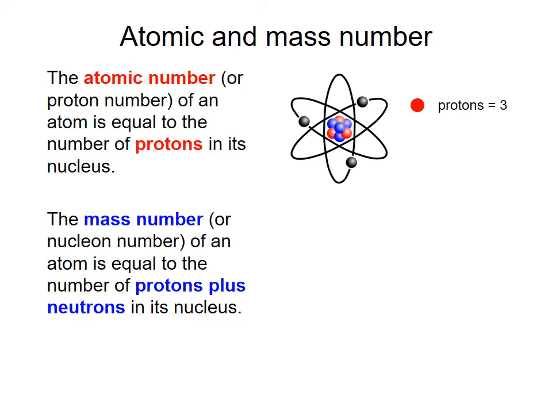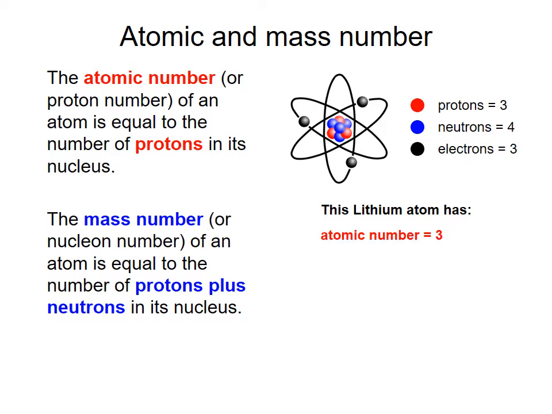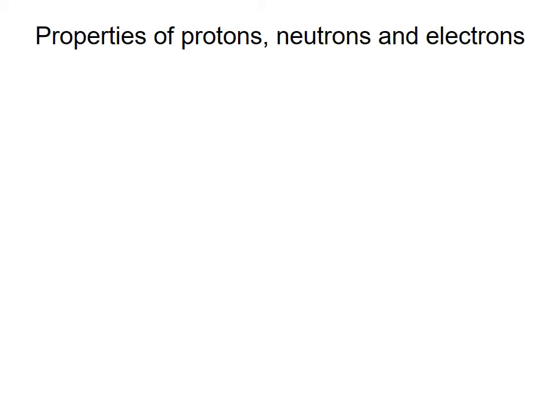So that's the example there. Protons equal 3, neutrons are 4, electrons are 3. So lithium has an atomic number of 3 protons, a mass number of 7, 3 plus 4, because that's the number of neutrons and protons combined, and that is going to give you your mass number.